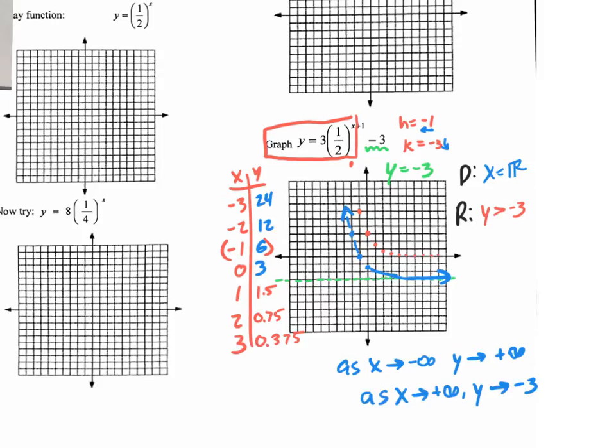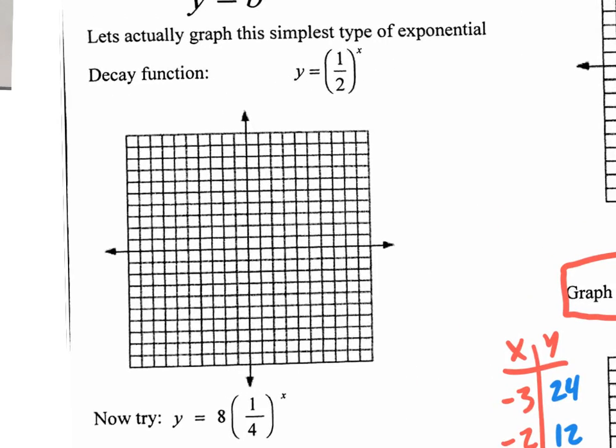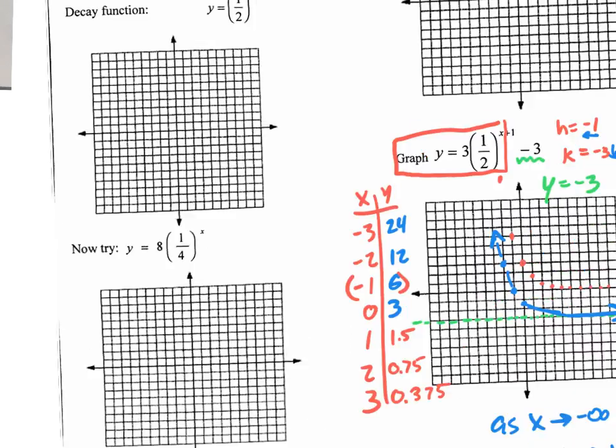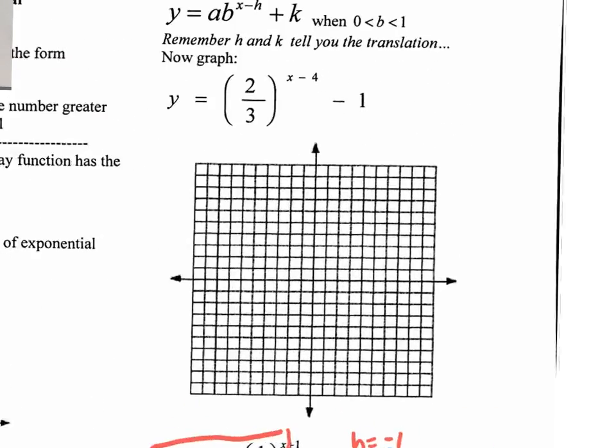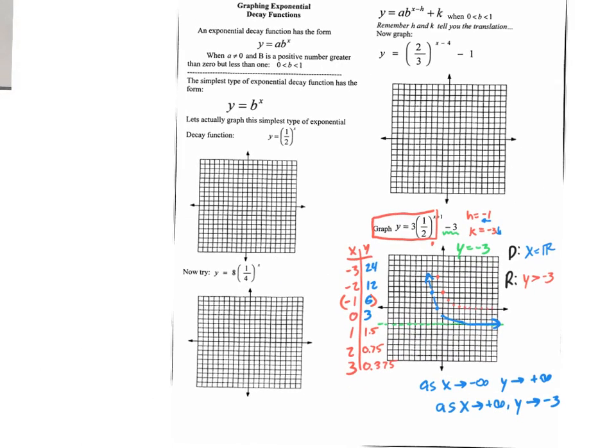Good stuff. So I think with this lesson, you should be able to graph. This is really easy. There's no h and k. You don't have to shift anything. Same thing here. You don't have to shift anything. On this one, you do have to shift. But go ahead and try those. Ask me questions if you need help, and we'll continue this tomorrow.